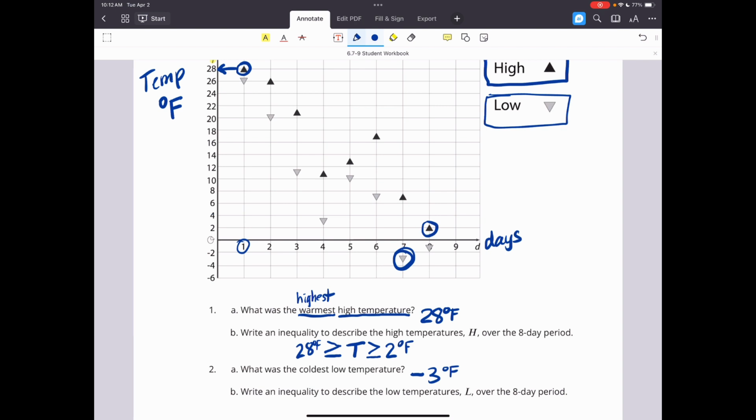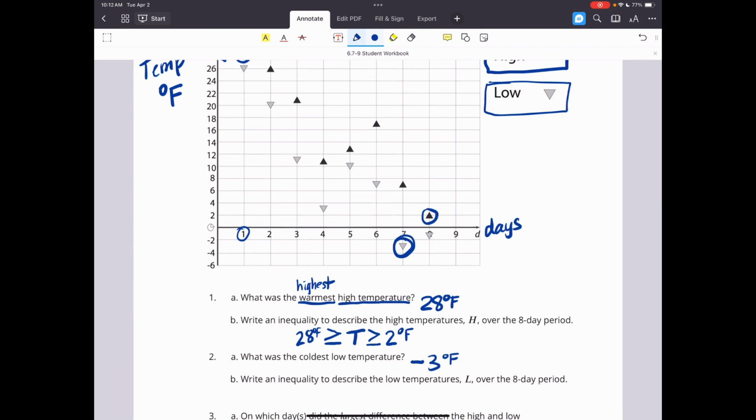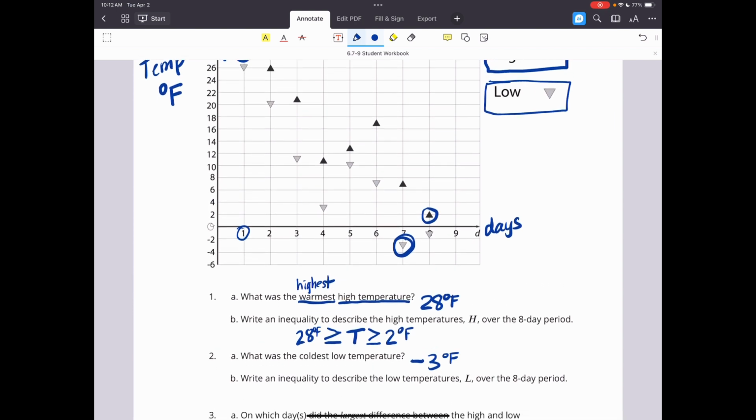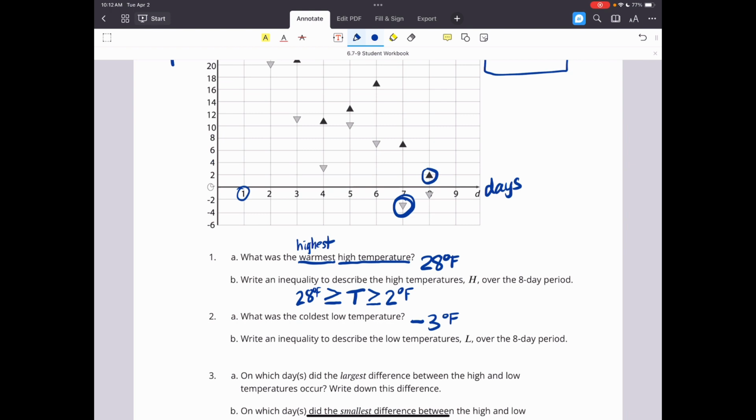And then for our inequality to describe the low temperatures, L, over 8 days, we're going to put the temperature for the low temperatures, L. Oh, you know what? I used T for temperature. They wanted us to use H. Always pay attention to what variable they're asking you to use. So then for this one, L.